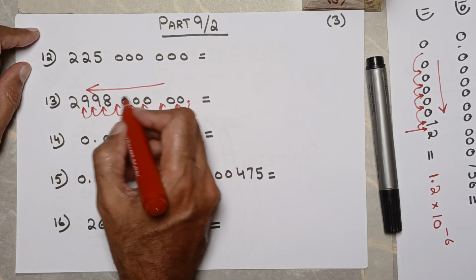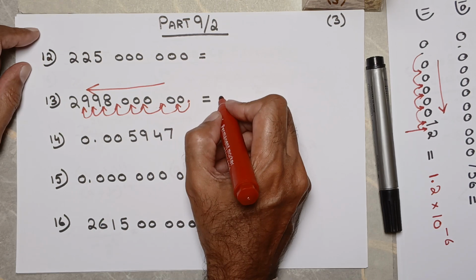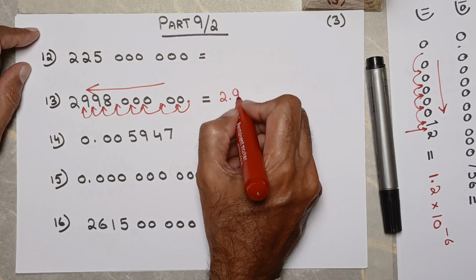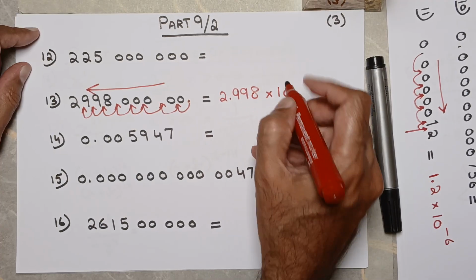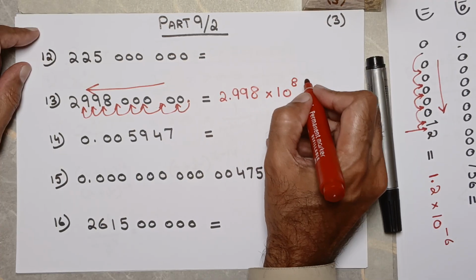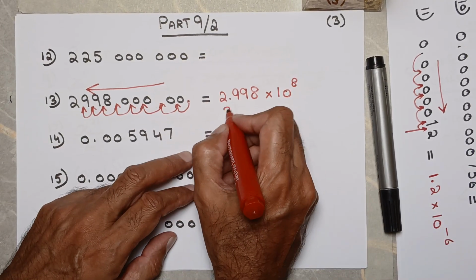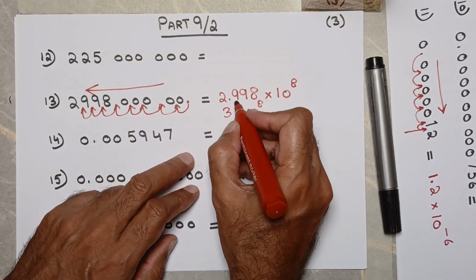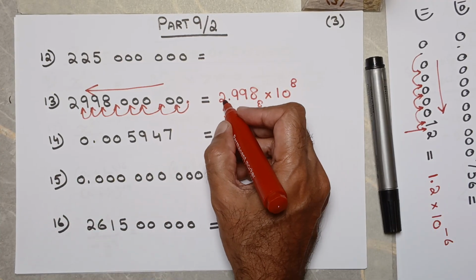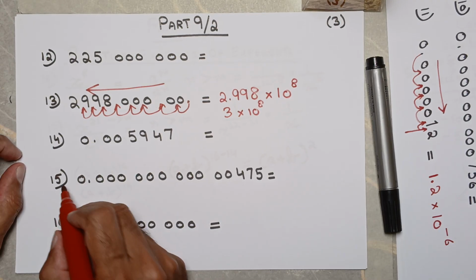And when I move my decimal 8 places to the left, it means that I have got a positive exponent, and I am going to write it as 2.998 multiplied by 10 raised to the power 8 over here. So you can also write it as 3 multiplied by 10 raised to the power 8. Due to the 9, you can convert this 2 into 3. So here now we have question number 15.